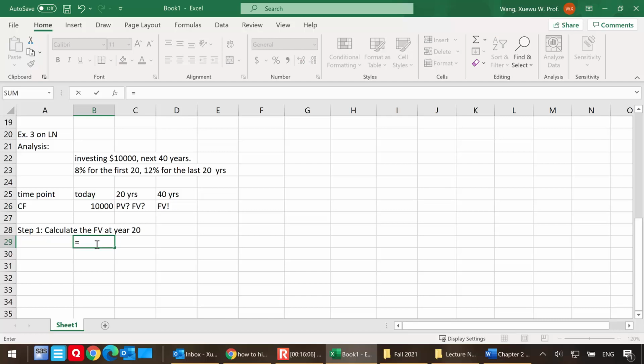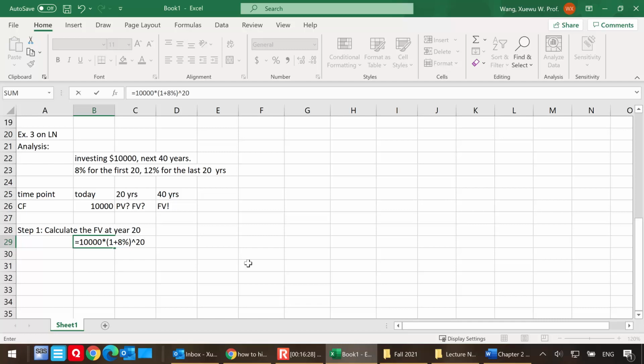So if you still remember what you did in your first class in finance, future value is equal to present value, which is 10,000, multiplied by 1 plus R. So we're doing the compound interest here. The interest rate for the first 20 years is 8%, raised to the power of 20. All right, so that's how you actually do this calculation in Excel.